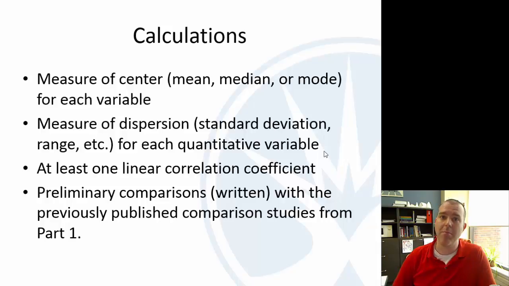In terms of the calculation, you want a measure of center for each variable, so you pick one, either mean, median, or mode. Same thing for measure of dispersion. You want to choose an appropriate measure of center. And then calculate at least one linear correlation coefficient between two quantitative variables.